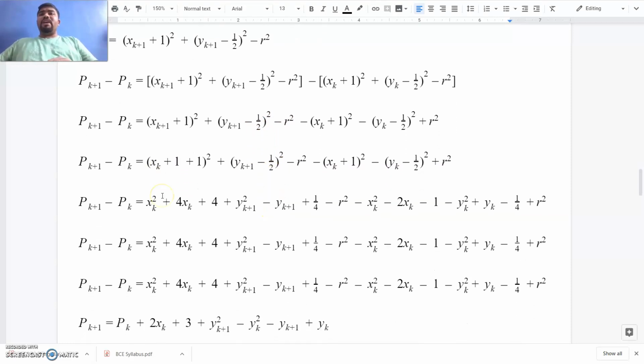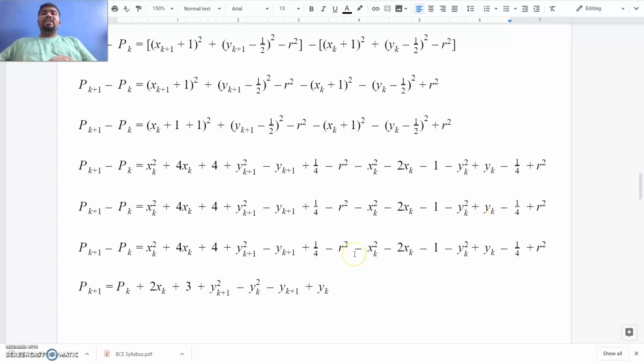And we can see that I've opened up these particular terms, it's like a plus b the whole square kind of thing that we have opened up. So you can see it is xk square plus 4xk plus 4, plus this is yk plus 1 square minus yk plus 1 plus 1 by 4, because 1 by 2 will become 1 by 4 after squaring. And 2 times yk plus 1 and half will become minus yk plus 1 only. Similarly, I've opened up the signs for them as well, so that's why everything has turned minus. Okay, similarly, everything has been done.